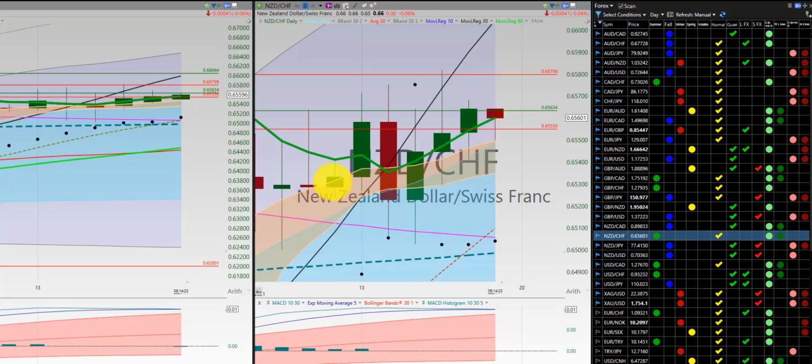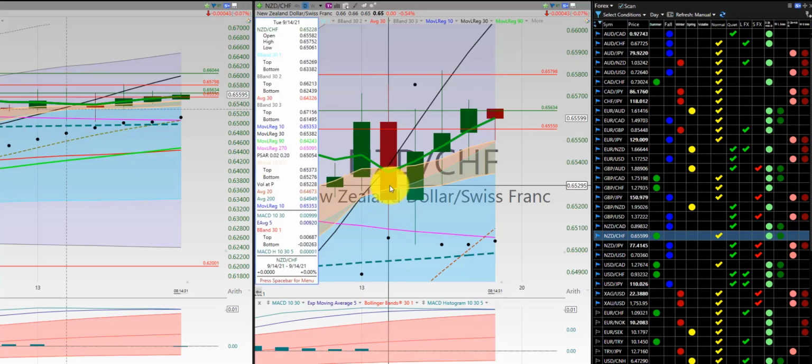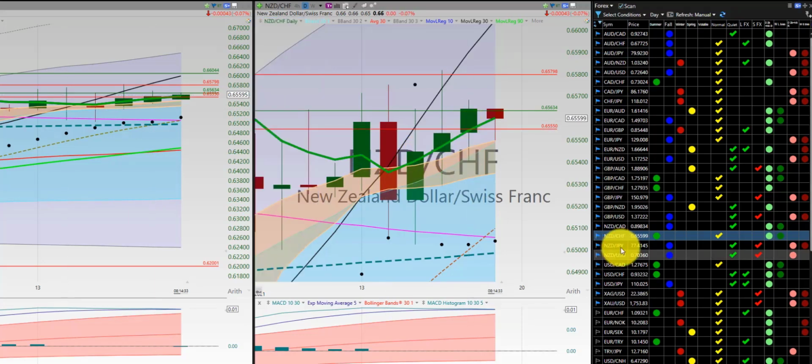Zealand Swiss franc, very choppy type of action here. No trade here, initial trade here, out for a major loss here in the middle, and then a nice 1-2-3, close out the week.